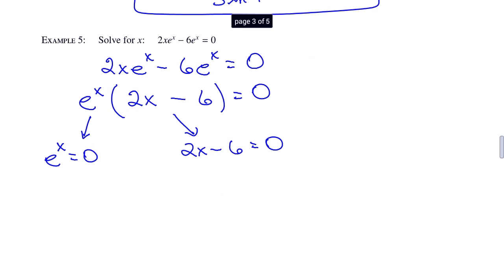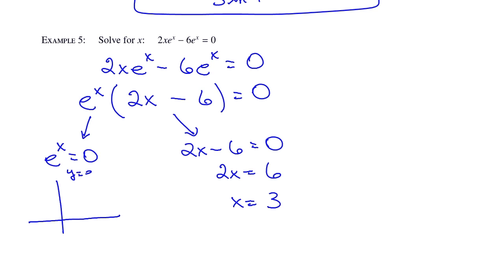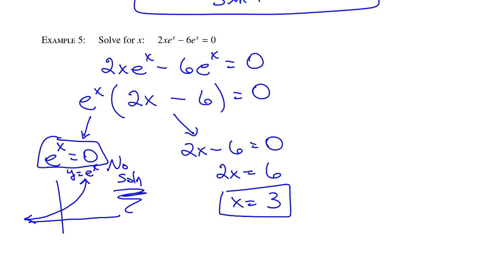Let me solve the one on the right first. Move the 6 over, gives me 2x equals 6 and x equals 3. The other factor, we're asked to find the solution for e to the x is equal to 0. Recall from the graph of y equals e to the x that e to the x has a horizontal asymptote at 0, and in fact it is never equal to 0. So the equation e to the x equals 0 has no solution. So you don't get a contribution from e to the x equals 0. So the only solution is x equals 3, and you can write that as the set {3}.